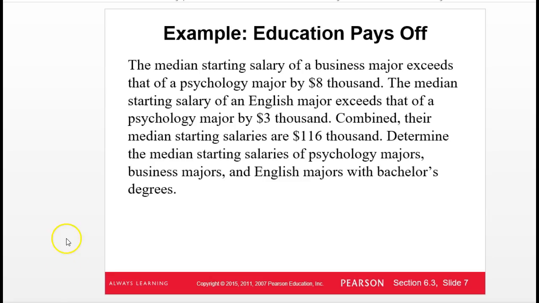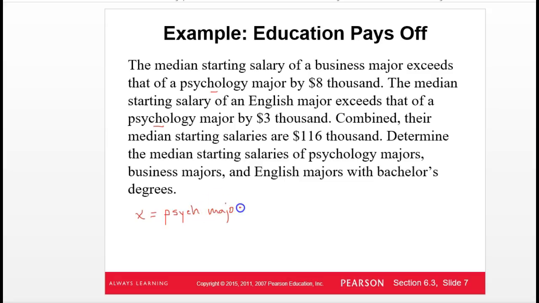Alright, so if something said this: the median starting salary of a business major exceeds that of a psych major by $8,000, and the median starting salary of an English major exceeds that of a psych major by $3,000. In those 2 sentences, we are told how business majors compare to psych majors and how English majors compare to psych majors, but we know the least about the psych majors. So because of that, we're going to let X be the salary for the psych major.